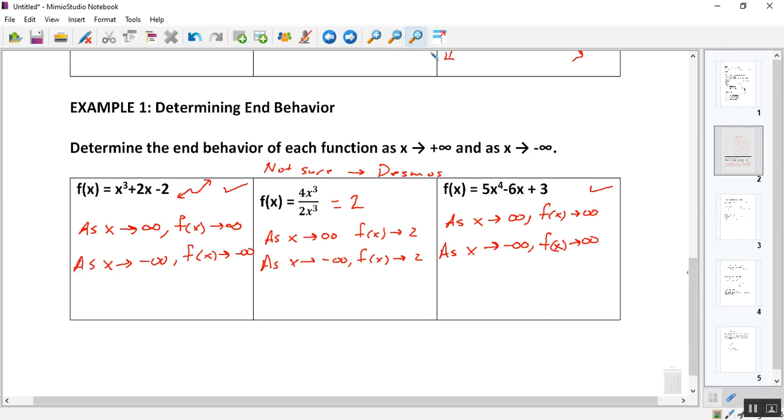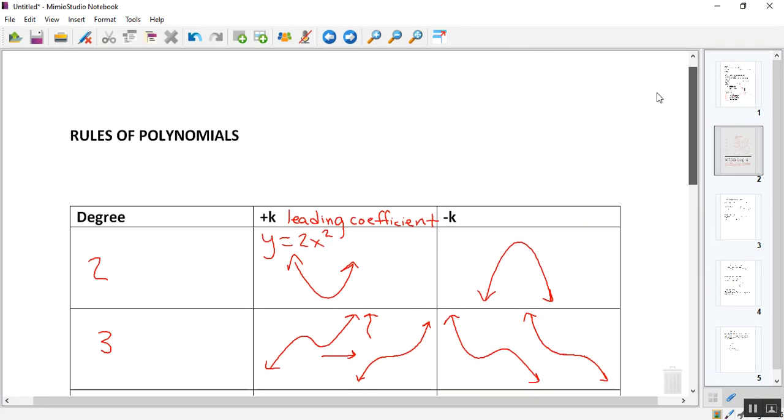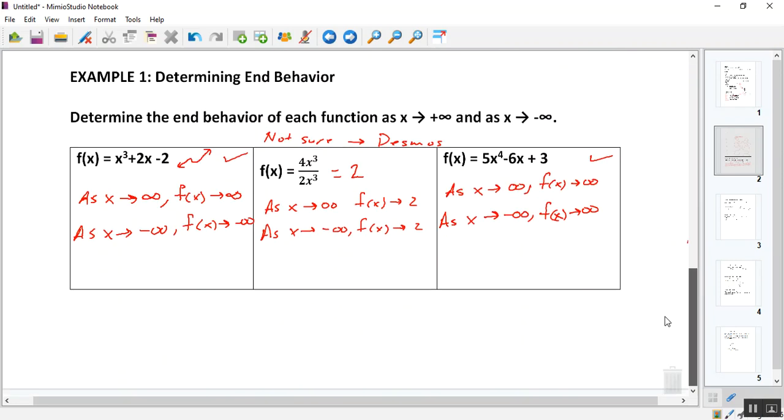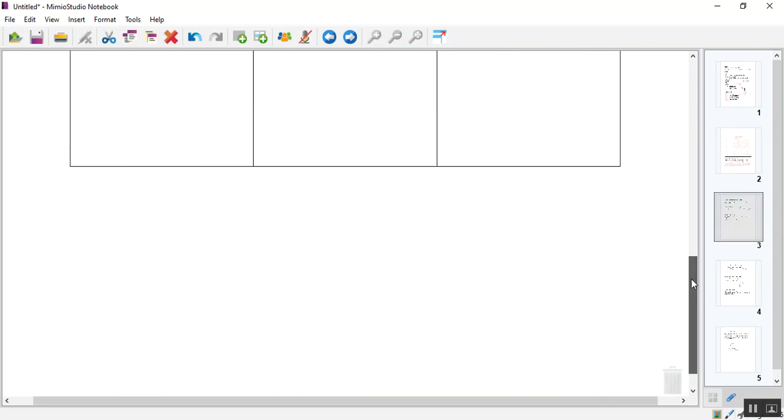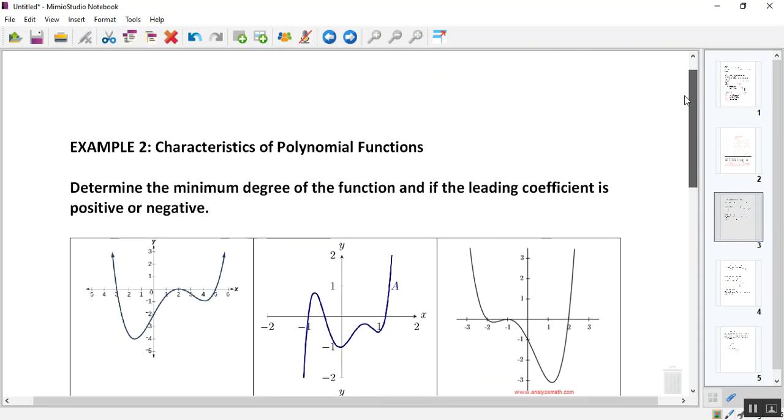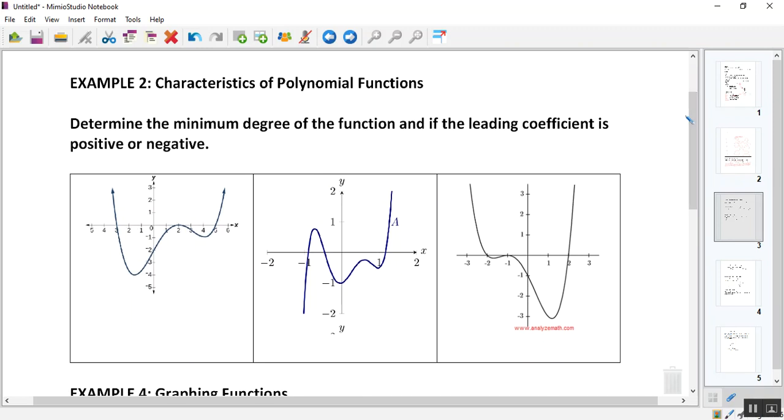So on this page, are we good with notes on this page right now, kids? All good? Yes, sir. All right. Let's move to the next page here. Here we go. Determine the minimum degree of a function and the leading coefficient. Let's see how good you guys are.